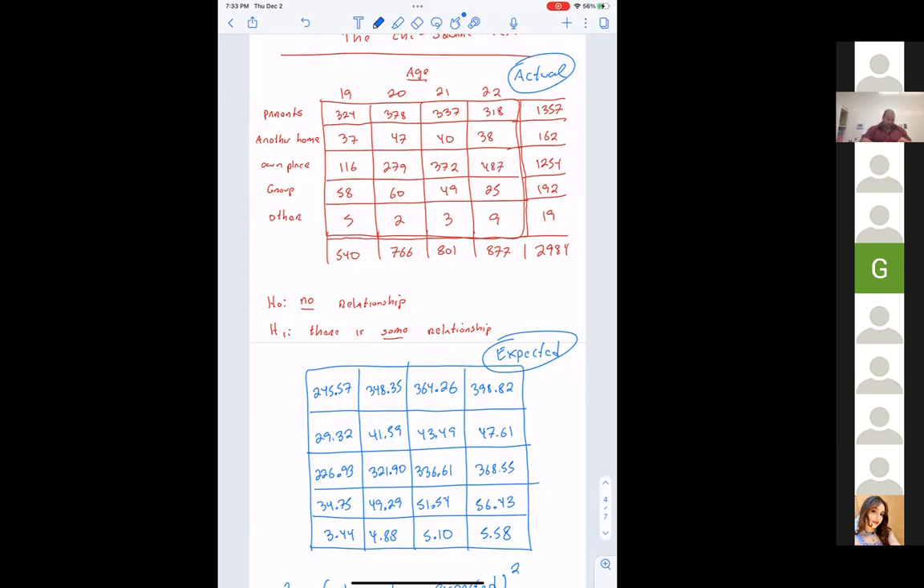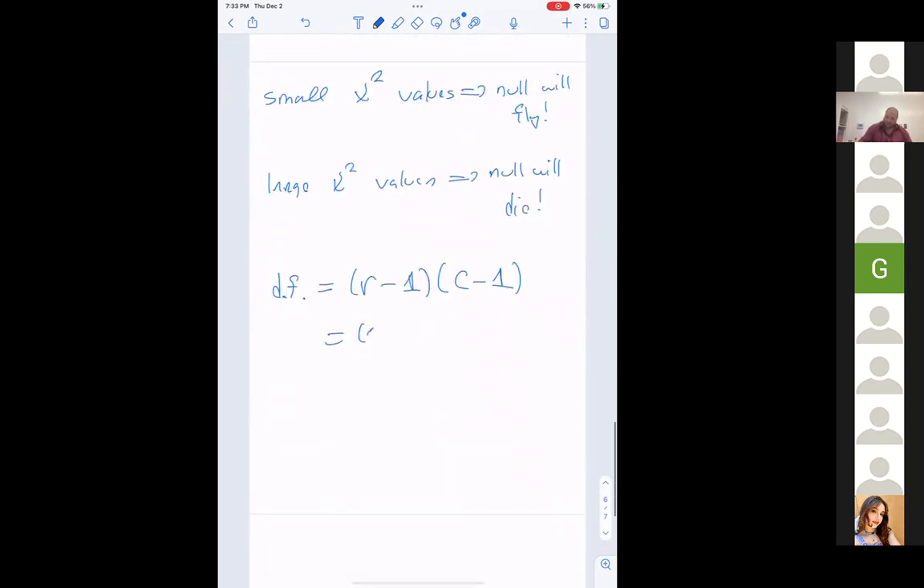We have a column and we have rows. R is the number of rows and C is the number of columns. So how many rows do I have in my table? 5. How many columns? 4. So in our case, we get 5 minus 1, 4 minus 1. So 4 times 3. This particular situation has 12 degrees of freedom. Number of rows minus 1, number of columns minus 1.